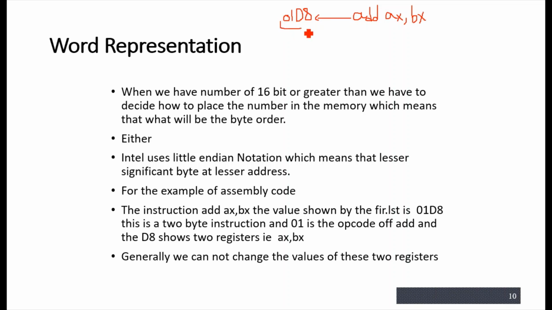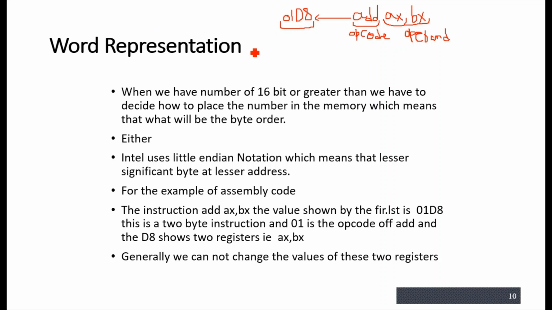Now from the machine code, how would we understand where the opcode is and where the operand is? Opcode means the operation code, which operation is to be performed in this instruction, and operands mean on which this operation is to be performed. From the assembly instruction we can easily find that add is the opcode and ax, bx, which are the registers, are the operands. But from the corresponding machine code, it is not easy to understand.